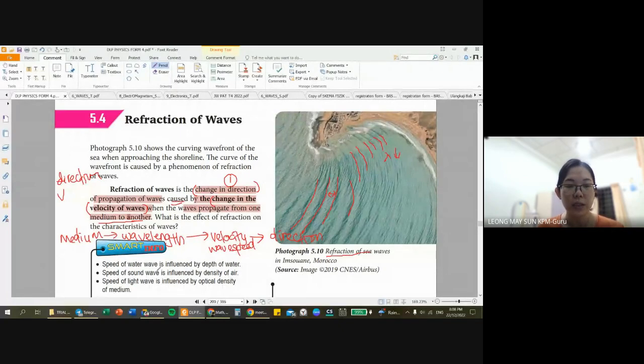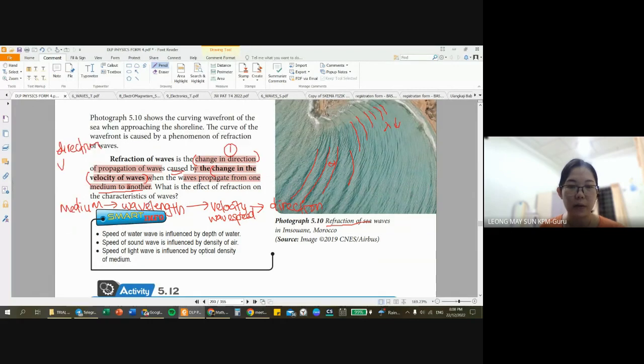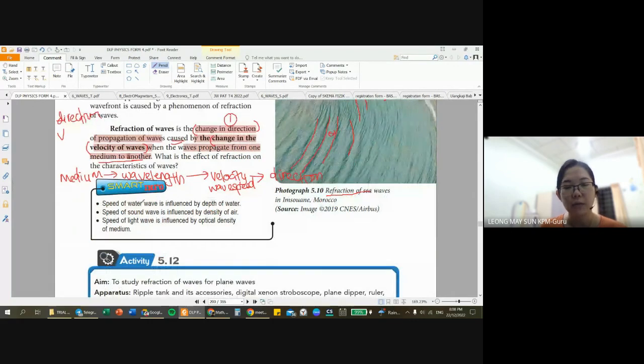From the definition itself, you will know what other characteristics have changed due to the refraction of wave. So here, what can influence the speed of sound? As you can see at the bottom part here, the speed of sound wave is influenced by the density of air, which means the medium. The depth of the water will influence the wave speed of the water waves. Why? Because as the depth changes, that's the medium, the wavelength of the water wave changes, therefore the speed of the water wave will change as well.